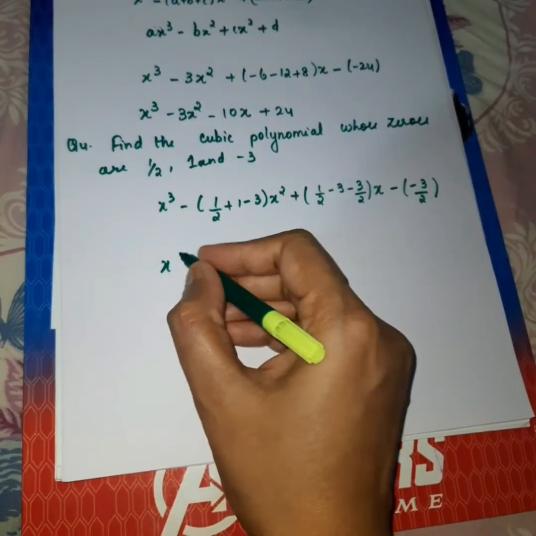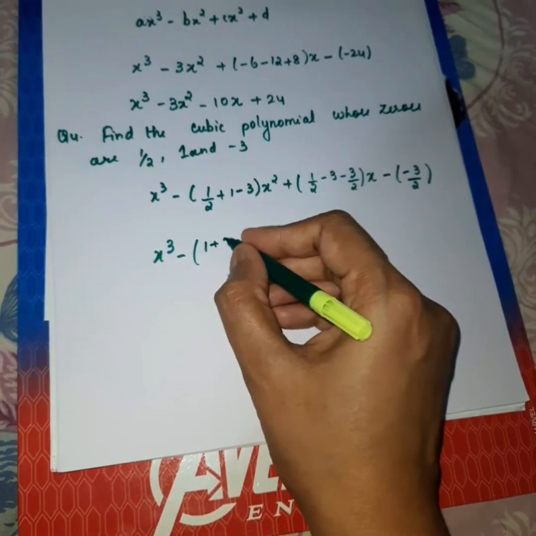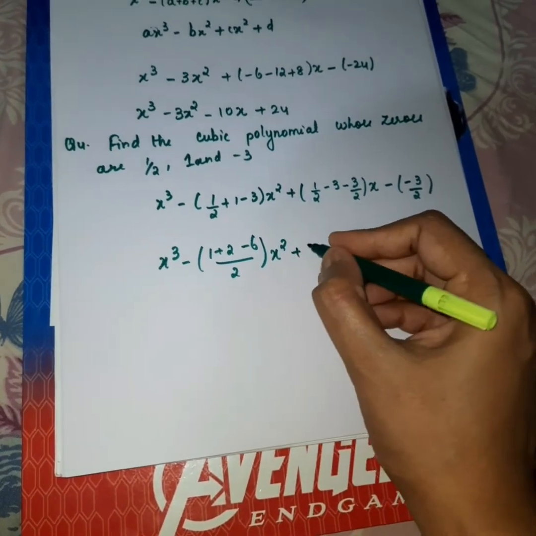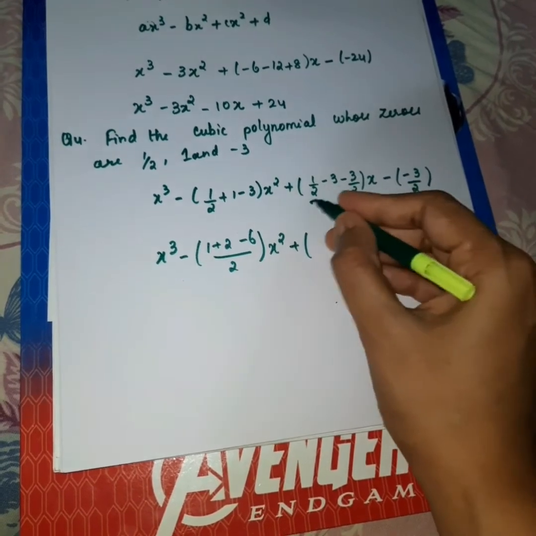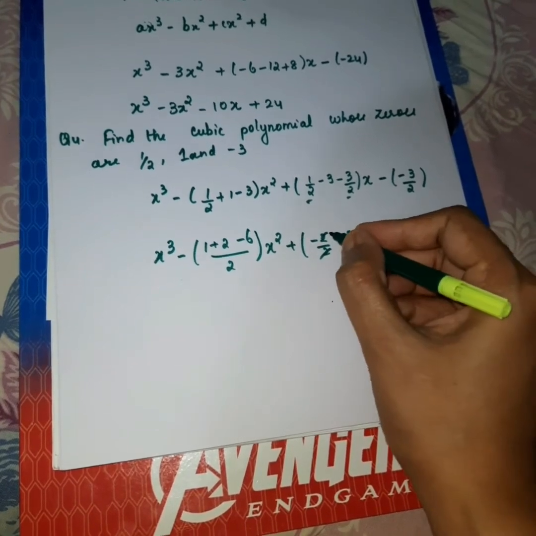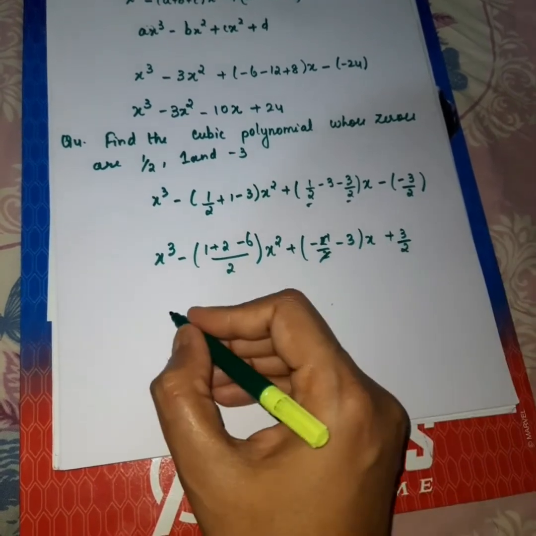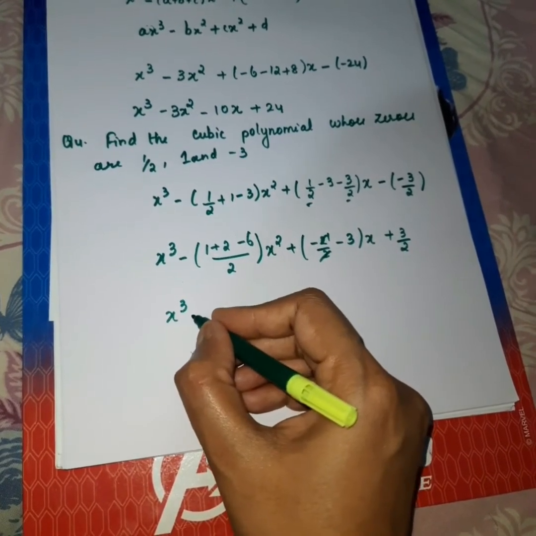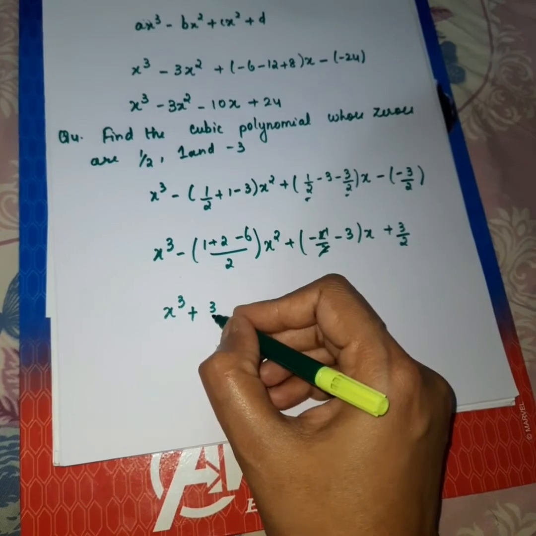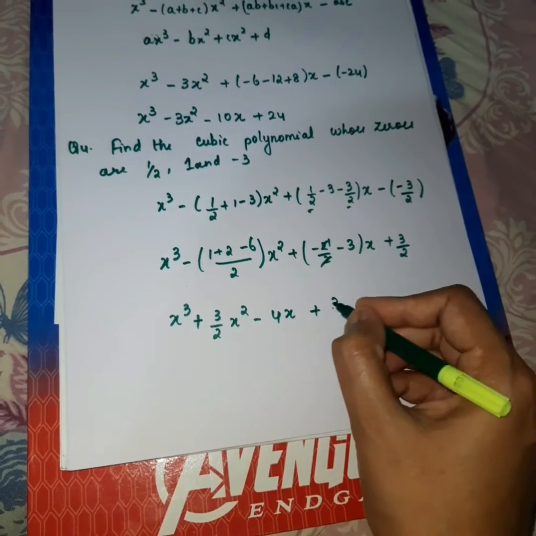So we can do the LCM here. 1 plus 2 minus 6 by 2 into x square plus, these two are like fractions, so that's going to be minus 1 minus 3 is minus 4. Minus into minus plus 3 by 2. So that's going to be x cube, minus into minus is plus, that's going to be plus 3x square by 2 minus 4x plus 3 by 2.